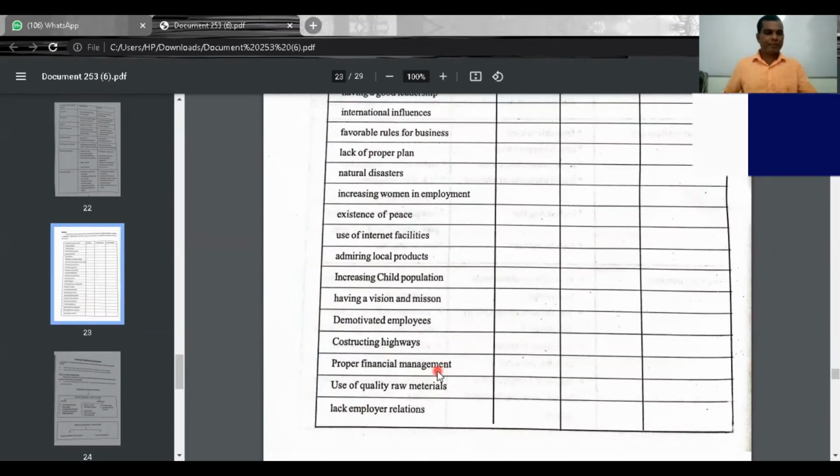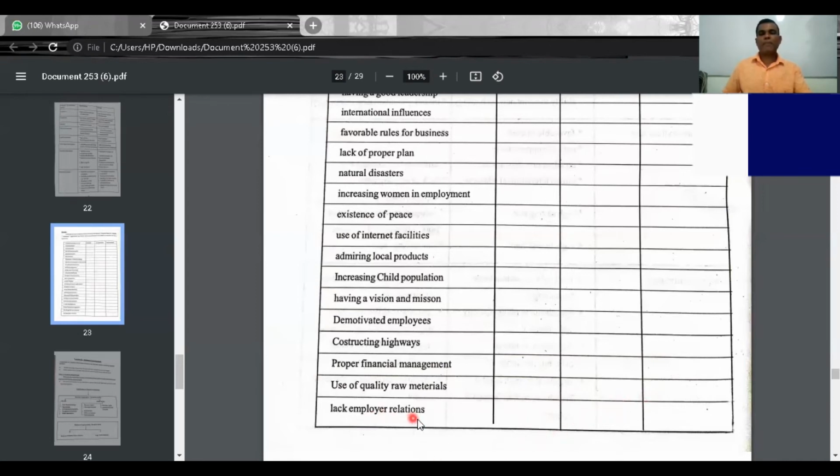Let's move on to this part. Proper financial management. It's a kind of internal strength, controllable. Next one, use of quality raw materials, strength. So internal strength, controllable.